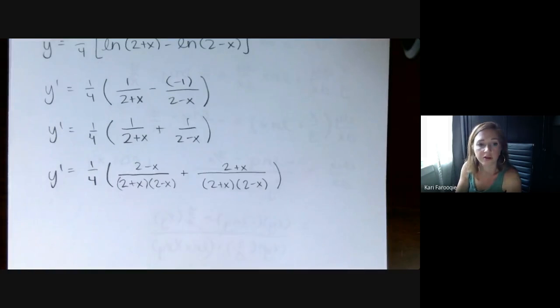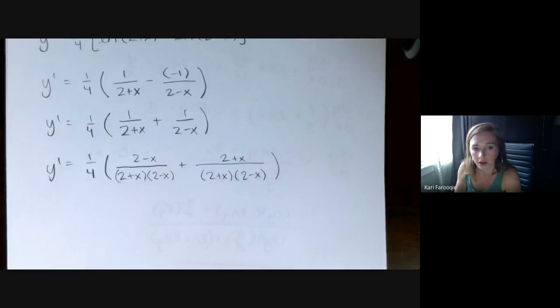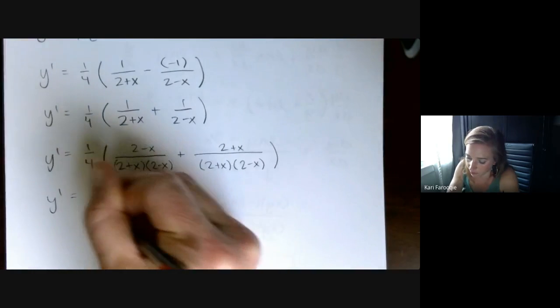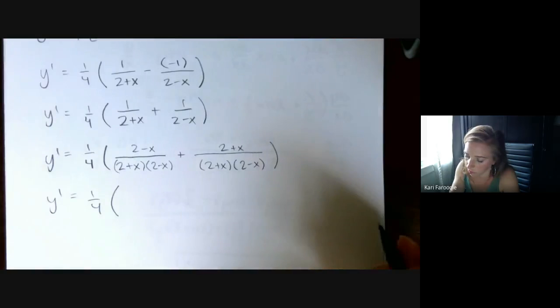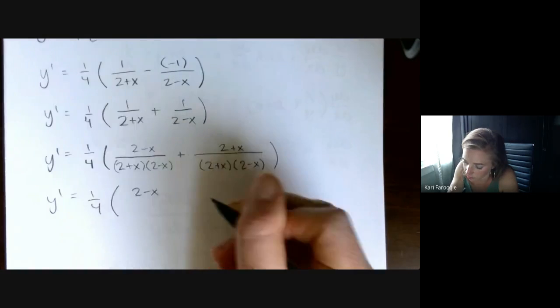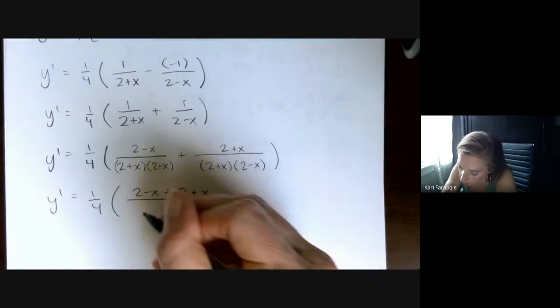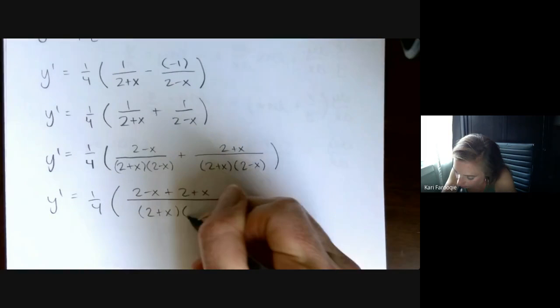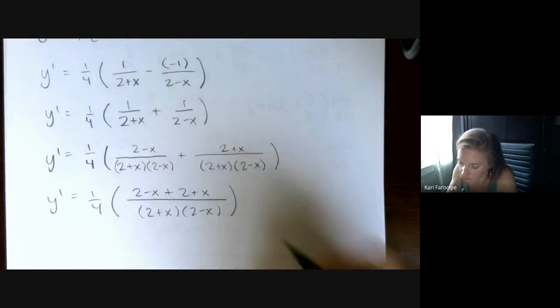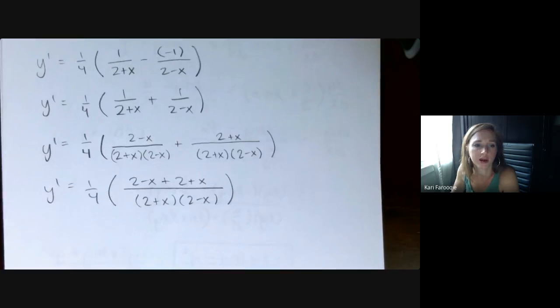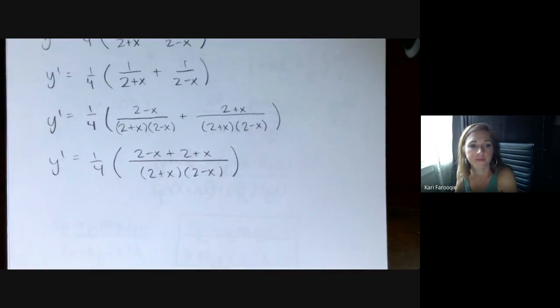Okay, so same idea here. And then combine your fractions into one. So 2 minus x plus 2 plus x divided by 2 plus x times 2 minus x. I'm really bringing back the intermediate algebra here.